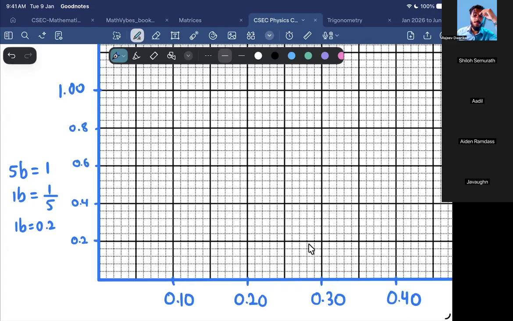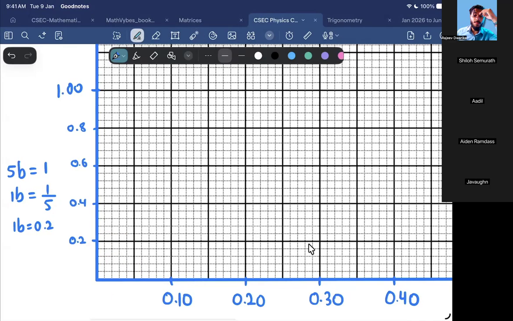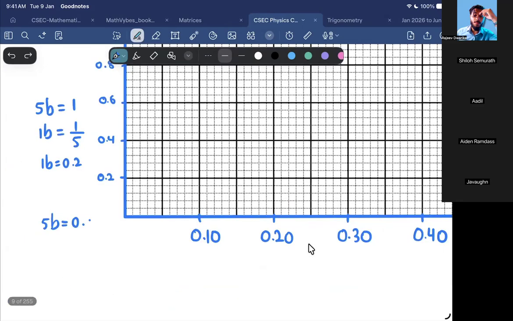Now we need to figure out what one of these smallest increments could be. So Adil, how many small increments make up 1 big block? 5. Right, so 5 small increments make up 0.2. So how would I find 1 small increment? Divide by 5. What's 0.2 divided by 5? 0.04. Good. So the smallest increment is going up by 0.04.